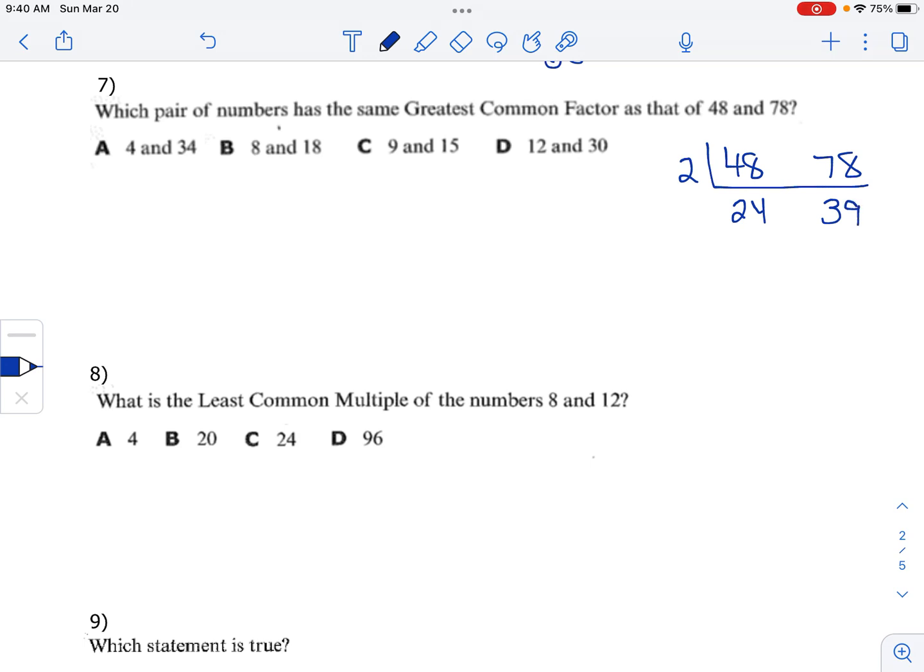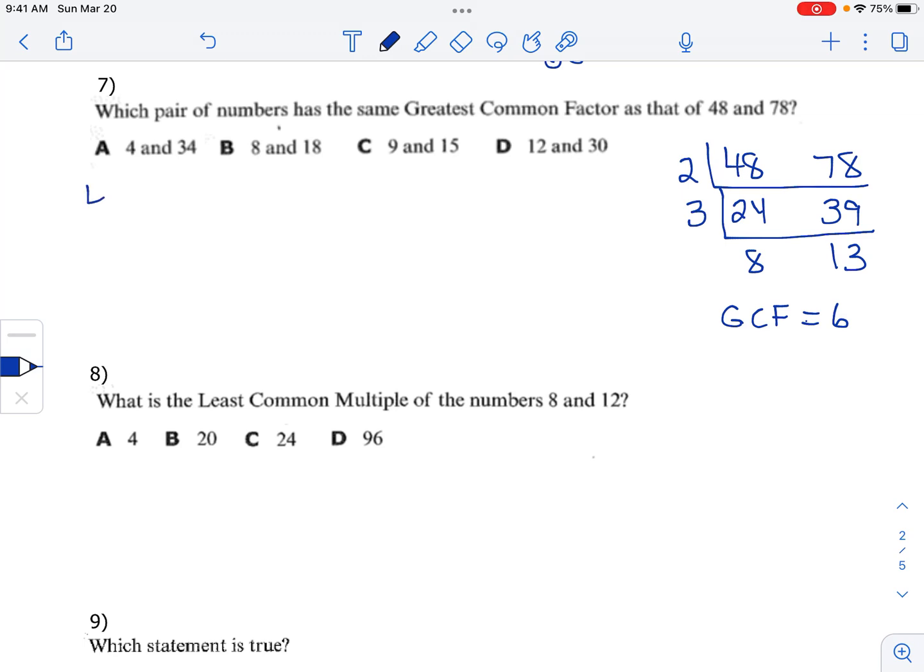All right, common mistake here. Both of these numbers are divisible by 3, and some students don't see that. They think that 39 is prime. It's not. It is divisible by 3. So 24 divided by 3 is 8, and 39 divided by 3 is 13. So our GCF is 6. So we're looking for a set of numbers that also has a GCF of 6.